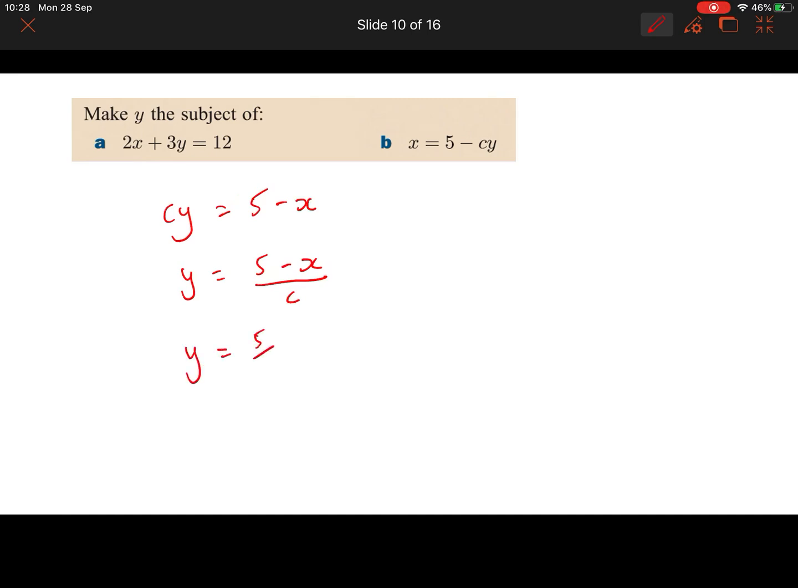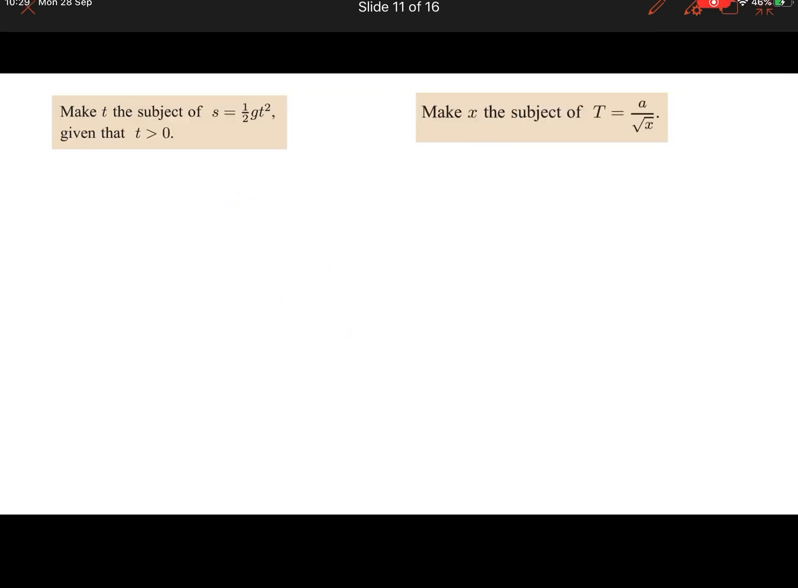Depending on what you're doing, that could be the answer. Or you might even say it's this, 5 over c minus x over c. Again, splitting up the fraction. It really depends on what you're doing, what the best form is. That should be easy, but of course do let me know if there's any problems. I also think you should be quite good at this stuff by now.